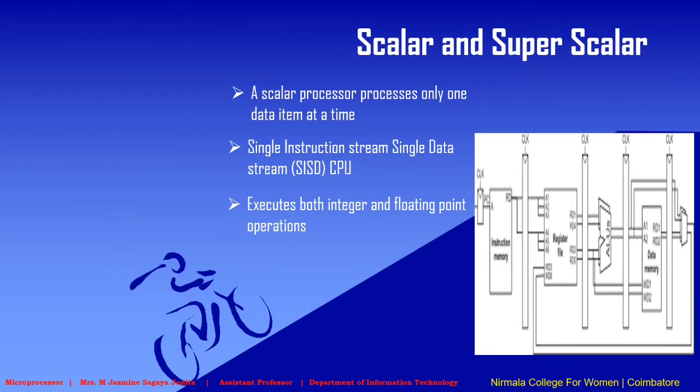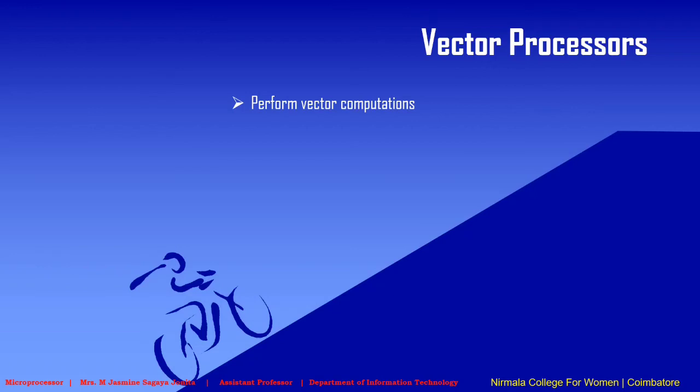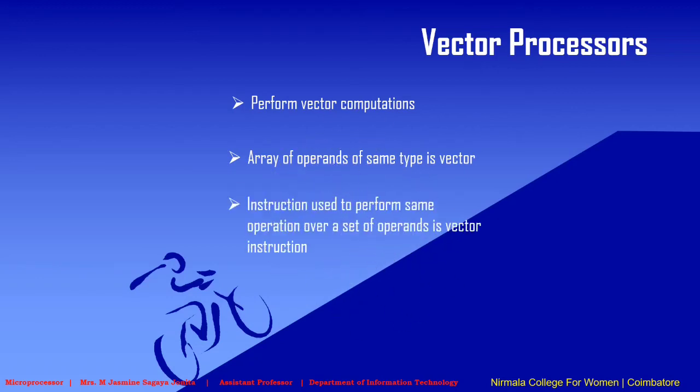Next is the vector processors. The vector processor performs vector computations. It uses n number of pipelines, and it can perform on an array of operands of the same type. Operands can be integer or floating point or logical values or characters. It is used to perform the same operation over a set of operands.